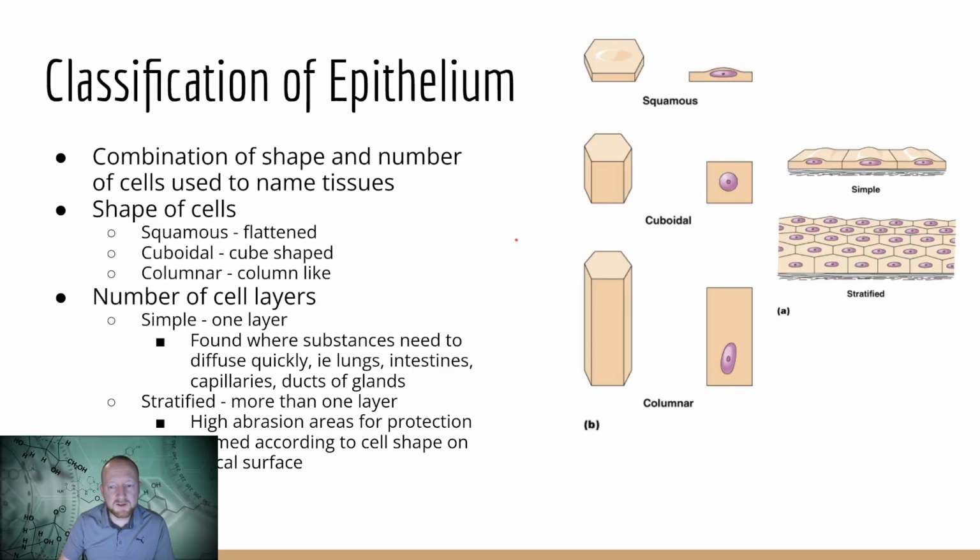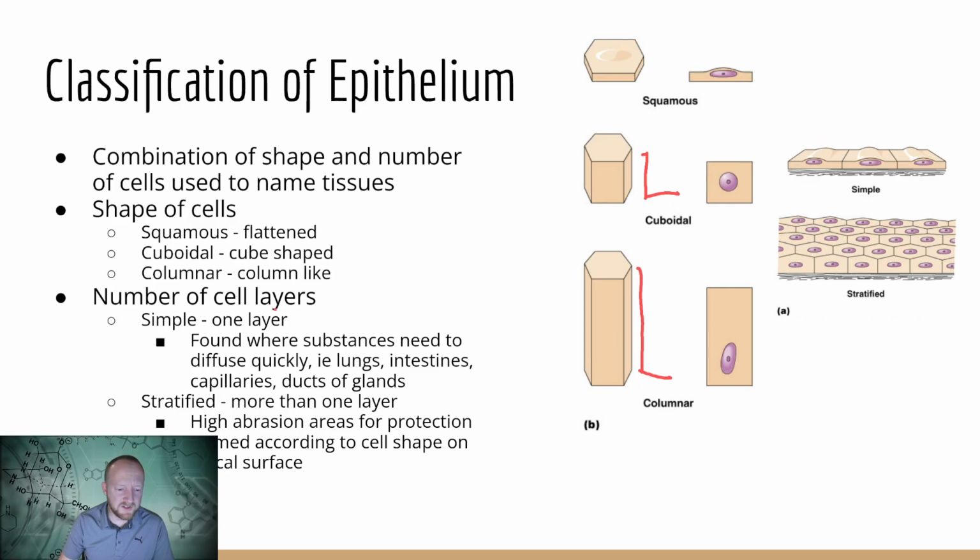So when we talk about the classification of epithelium, we are looking at the shape and the number of cells. Starting with squamous epithelium, it's kind of flattened out. Cuboidal is roughly as tall as it is wide, and then columnar is much taller than it is wide.